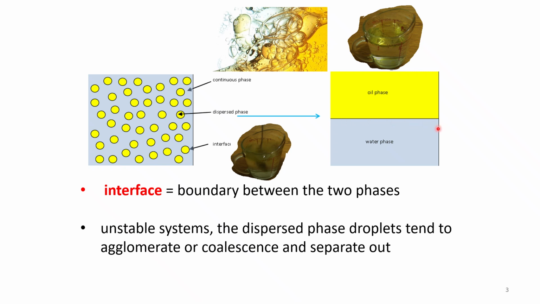It is important to understand that emulsions are unstable systems. So naturally, those dispersed droplets in the continuous phase will want to agglomerate or coalesce and eventually phase separate into their original distinct phases.